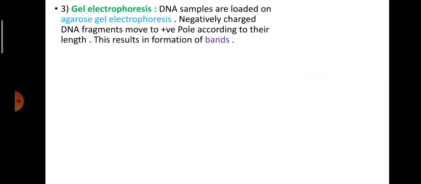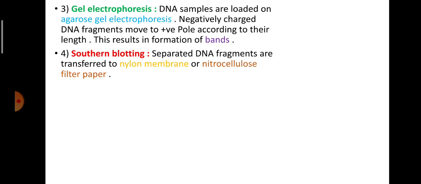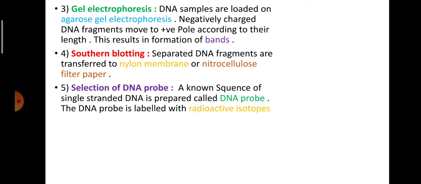Then gel electrophoresis: in this step DNA samples are loaded on agar gel electrophoresis. Negatively charged DNA fragments move to the positive pole according to their length. This results in formation of bands. Southern blotting: separated DNA fragments are transferred to nylon membrane or nitrocellulose filter paper.